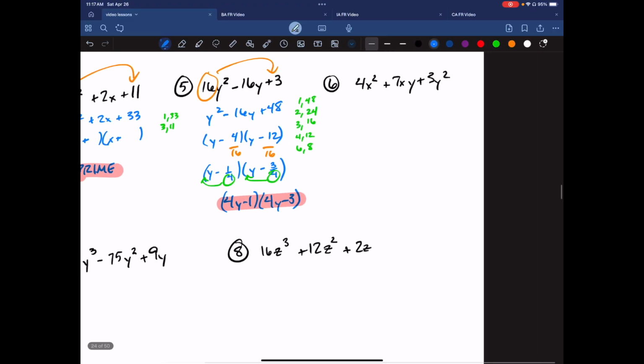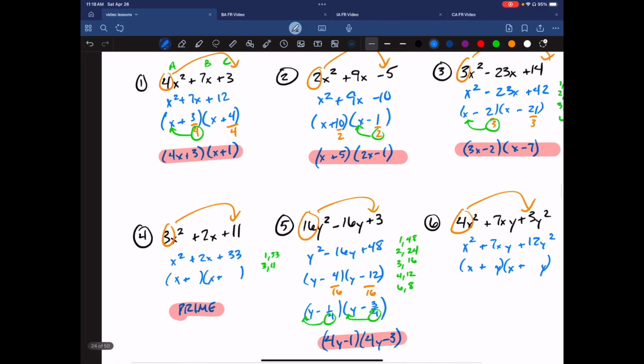Number 6, I'll take the 4, kick it to the back. That's going to be x squared plus 7xy plus 12y squared. And factor. Just because it has an extra variable doesn't make it more complicated. Plus plus. All right, and it's going to be y and y because that's where the y squared comes from. And then again, what are the factors of 12 that add to 7?